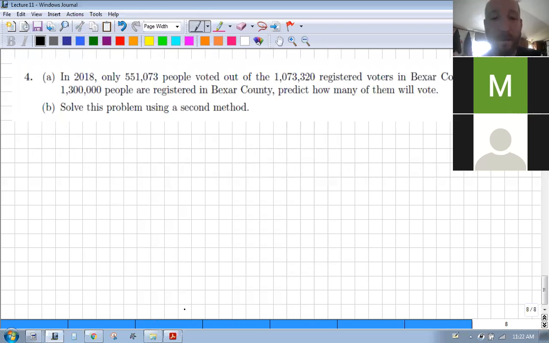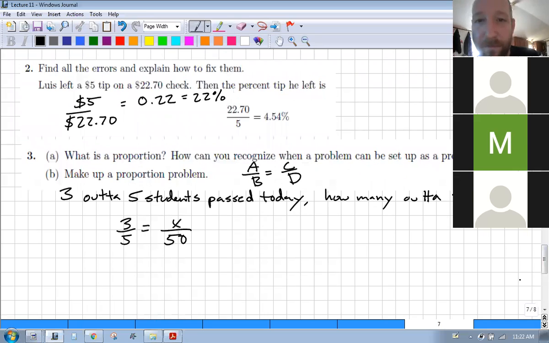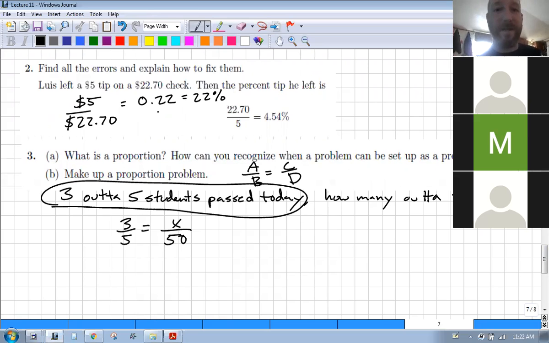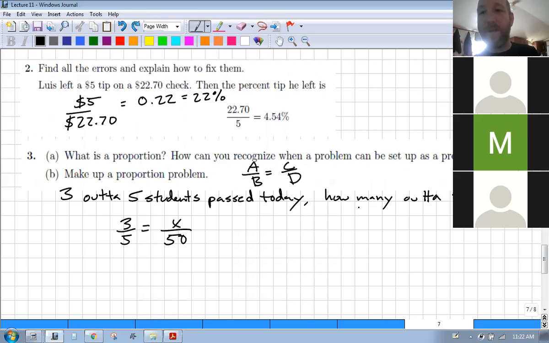I'm so sorry, sir. With that last problem, how did you set up the proportion? 3 over... Okay, thank you so much. Yeah, 3 out of 5 is our ratio. We're using that ratio and comparing it to this question. So when I say how many, it's basically X out of 50 will pass tomorrow. Okay, thank you so much. Sure.